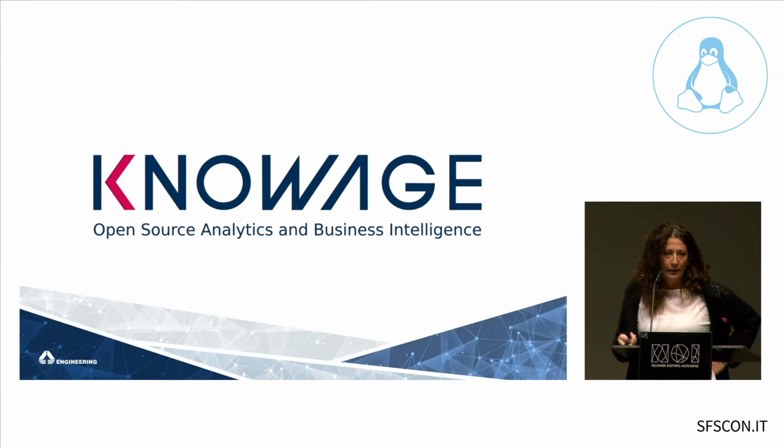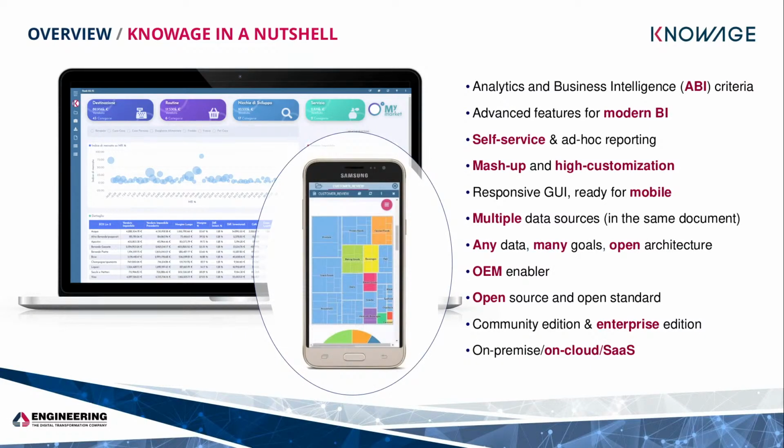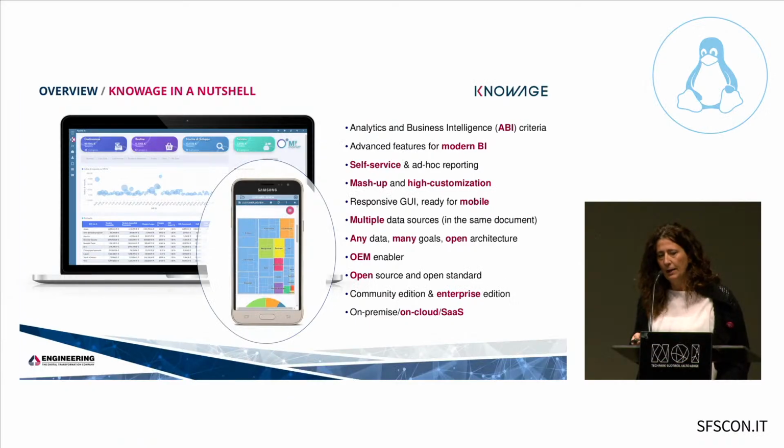Now, before talking about the use cases I chose to talk to you about, I just want to introduce Knowage, because this is the open source solution we worked on and we use in the use cases I talk about. Knowage is a full suite satisfying all the ABI criteria. ABI stands for Business Analytics and Business Intelligence. So we satisfy all the criteria defined by Gartner for this market sector.